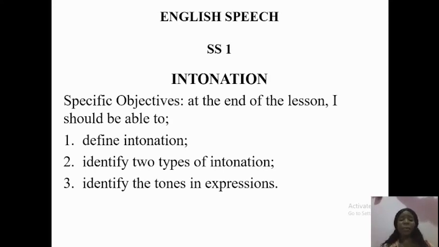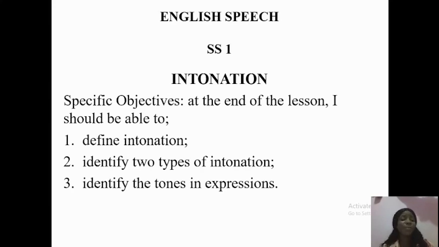Intonation. Now, as specific objectives, the things we should be able to achieve at the end of this lesson, which means that you have to pay keen attention while the lesson is ongoing. Number 1, you should be able to define intonation. Number 2, you should be able to identify 2 types of intonation. And number 3, you should be able to identify the tones that are used in expressions.